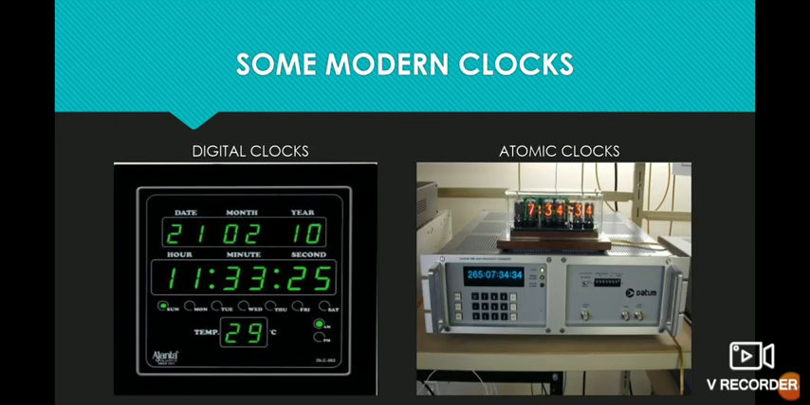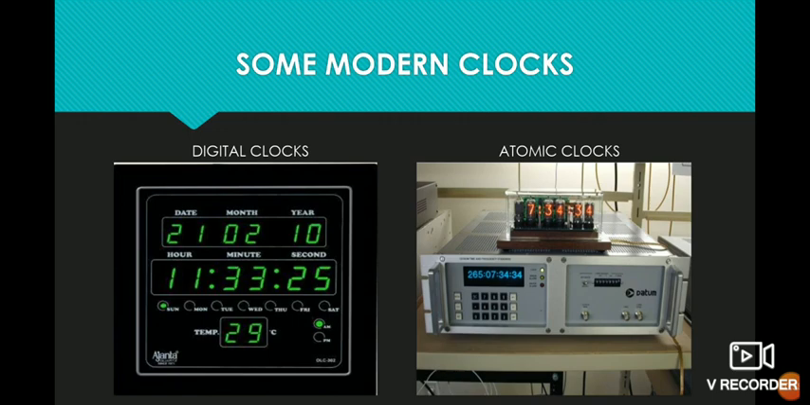Now we have very advanced types of clocks. On your left you see a digital clock. The ones which you wear on your hands, which have numbers 1 2 3 and a needle that moves, those types of clocks are called analog clocks, and these are the digital clocks. The one that you see on your screen on the left hand side is a digital clock.